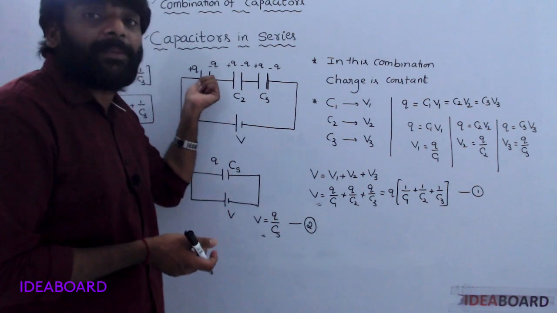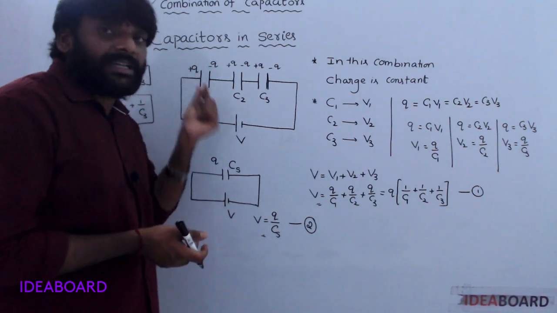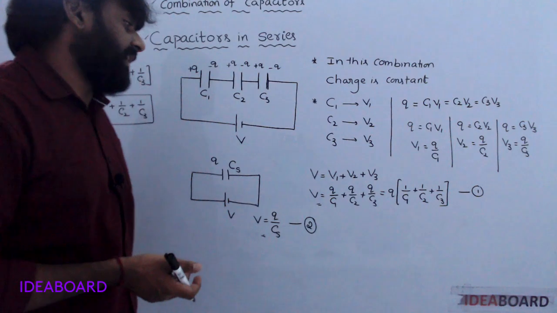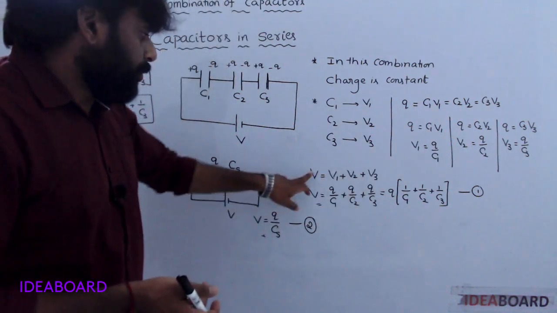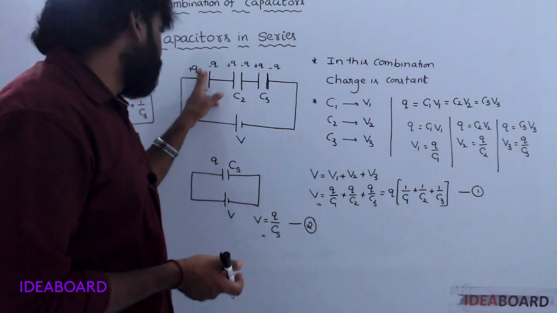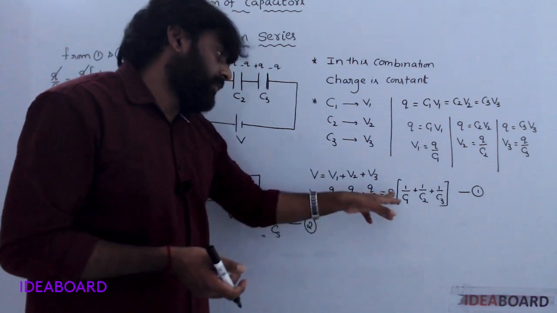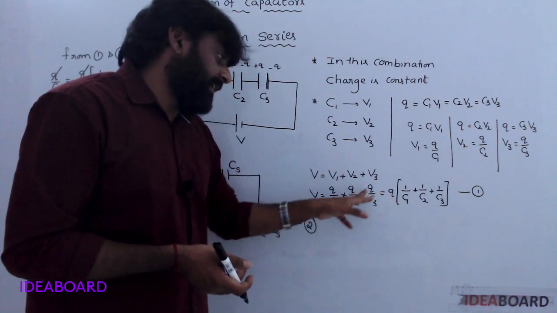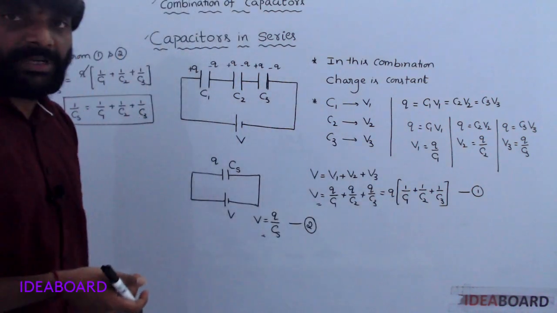Here developed potential across the capacitors depends on its capacitance. Understood? Now total potential is V equal to V1 plus V2 plus V3. Here in the first capacitor, developed potential is V1, like that. V equal to Q by C1 plus Q by C2 plus Q by C3. Q common: 1 by C1 plus 1 by C2 plus 1 by C3.